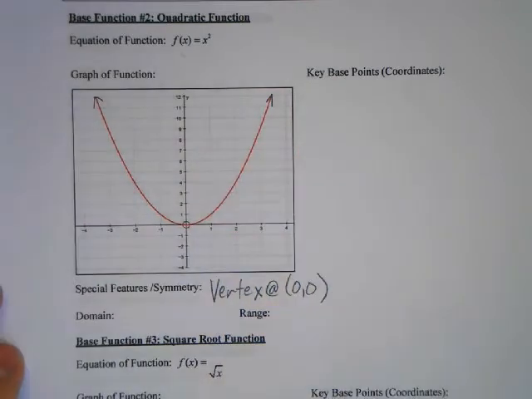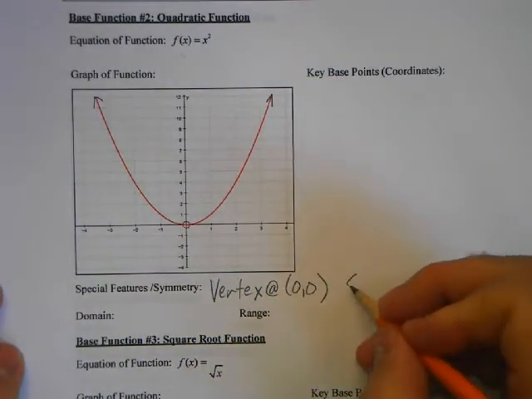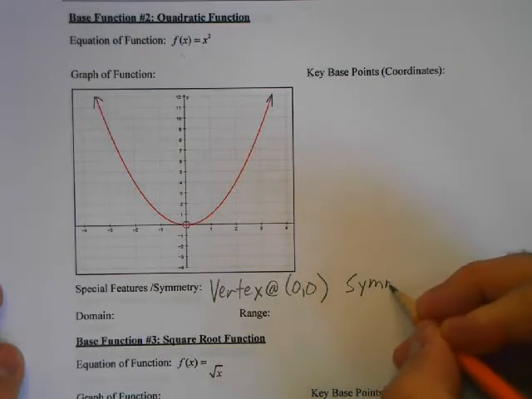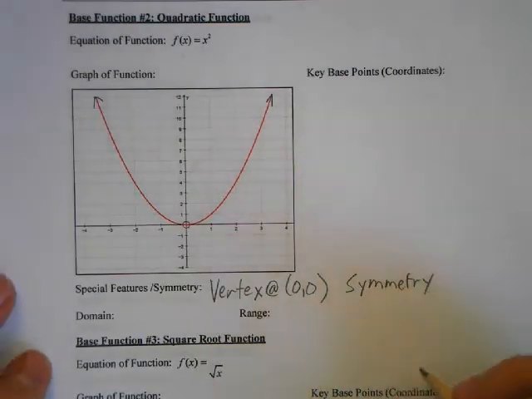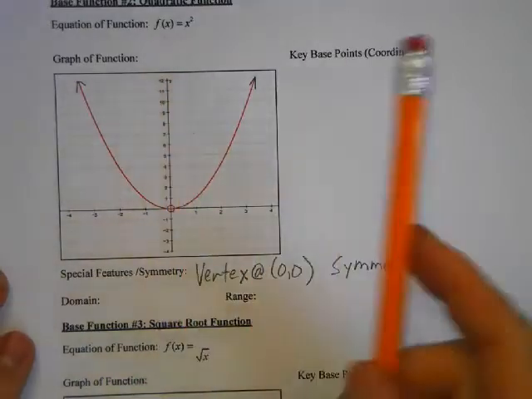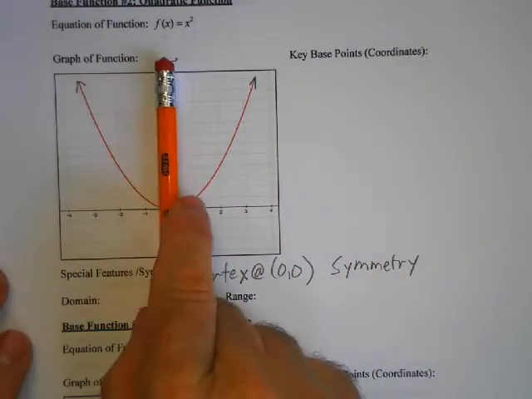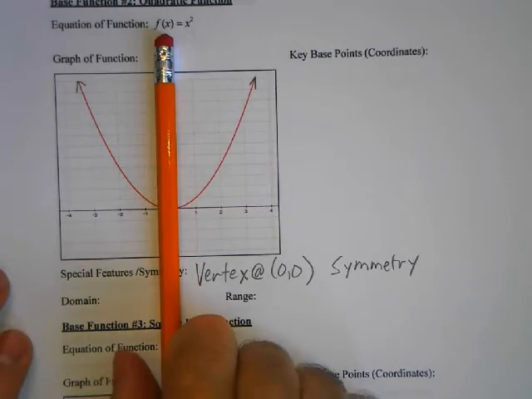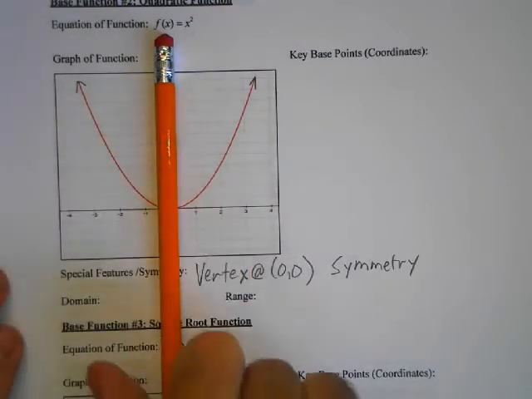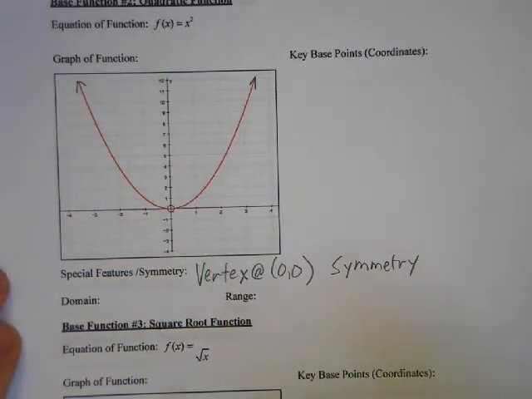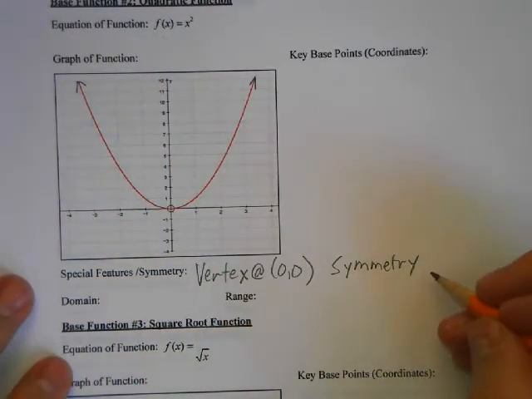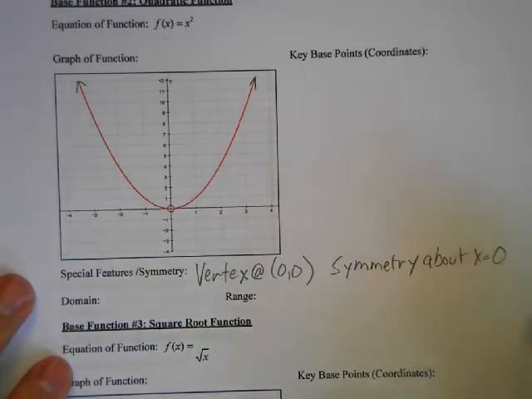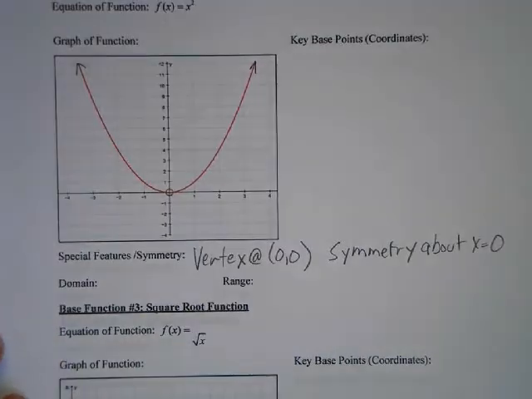So that's important. And we can also say it's got symmetry, and it's symmetry basically about the y-axis. So if I put a line down the middle, basically where the y-axis is, you can see that would be a left-right reflection. We can say it's symmetry about, you could either say the y-axis or about the line x equals 0, which is the y-axis.